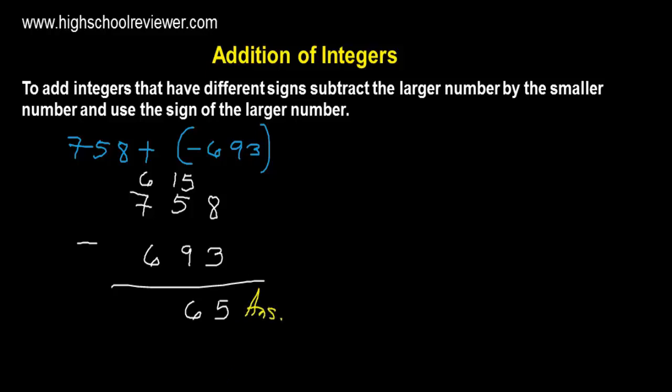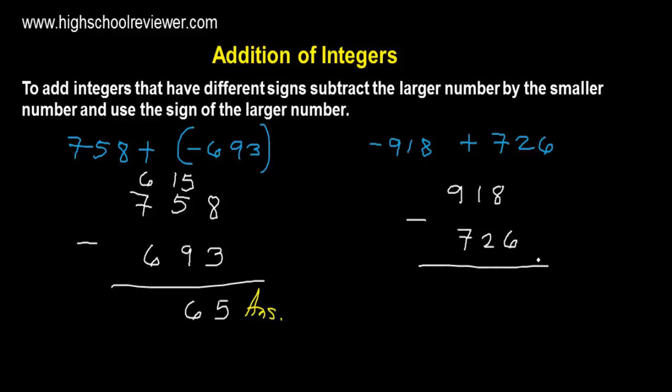And then we will have our next example. We have negative 918 plus positive 726. The larger number, disregarding the sign, is 918. We will have here 918. This will be subtracted by the smaller, so it's minus 726. 8 minus 6, that is equal to 2. 1 minus 2, this cannot be.